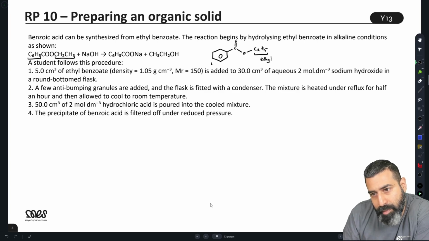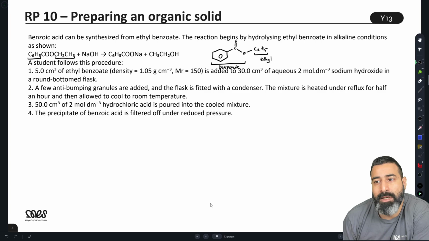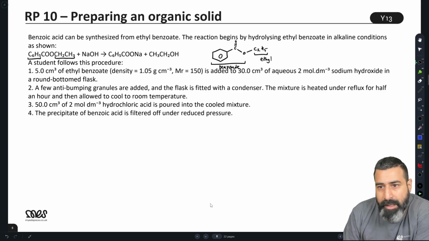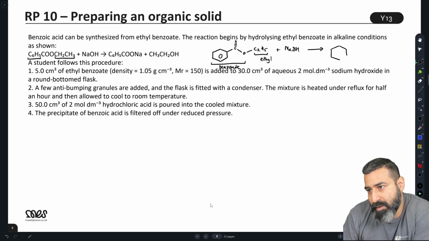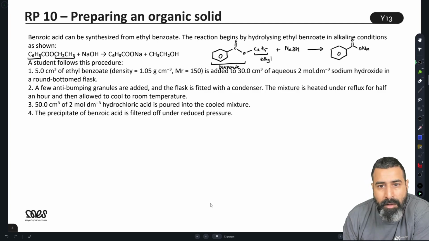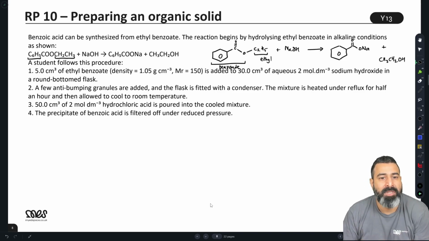So there's the ethyl group and my benzoate part, which is derived from benzoic acid. And we're trying to make benzoic acid, so we're doing a base hydrolysis. From the base hydrolysis we're going to react it with NaOH, and we will generate the sodium salt. So we'll generate sodium benzoate and ethanol. Okay, cool. So we're following this prep, and the prep is given below.